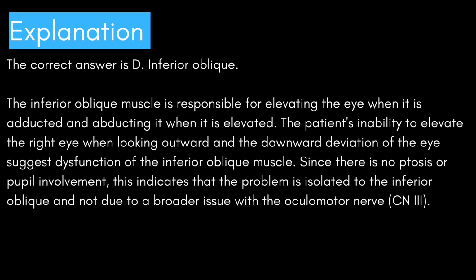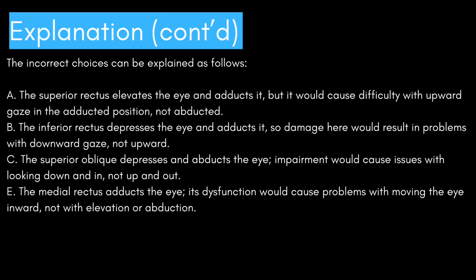All right, let's go ahead and see why the other answer choices are incorrect. The incorrect choices can be explained as follows. A. The superior rectus elevates the eye and adducts it, but it would cause difficulty with upward gaze in the adducted position, not abducted. B. The inferior rectus depresses the eye and adducts it, so damage here would result in problems with downward gaze, not upward. C. The superior oblique depresses and abducts the eye.